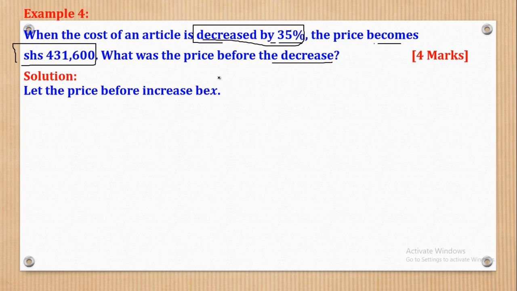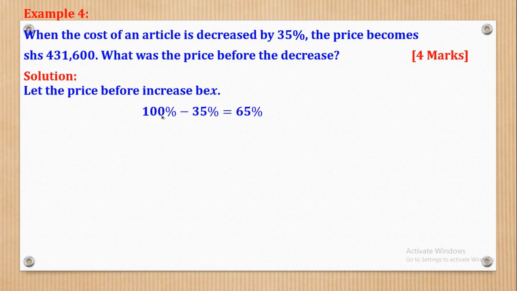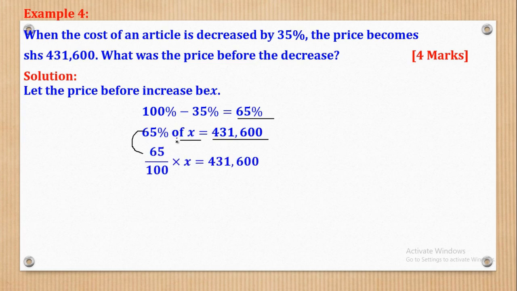What does that mean? It means that 35% decrease, the new percentage will be 100 minus 35 to come up with 65%. Therefore 65% of the old price, which is X, will give you the new price, which is 431600. Now this 65% means 65 over 100, of means multiplication.